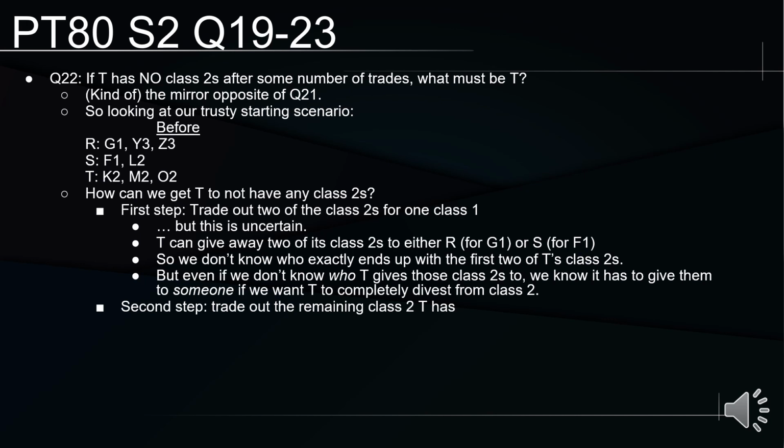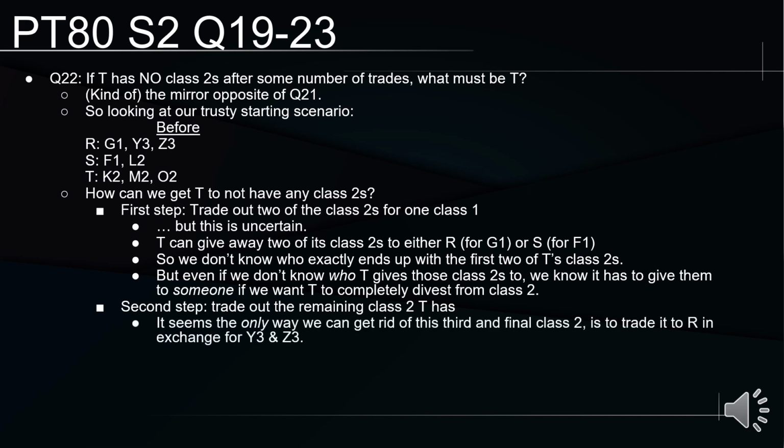We have to trade out the remaining class 2 that T possesses. It seems the only way that we can get rid of this third and final class 2 building that T is hanging on to is to trade it to R in exchange for Y and Z. Because if we trade the last remaining class 2 building to S, the only thing that S could really do is give us L in exchange, which is in class 2, and that wouldn't get us any closer to our goal. And bingo. E does say that it must be true that T ends up with Z, so we're going to select that one.